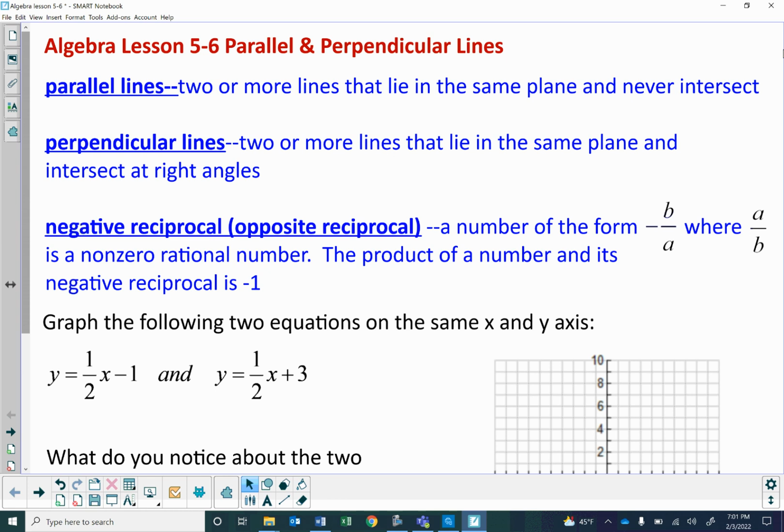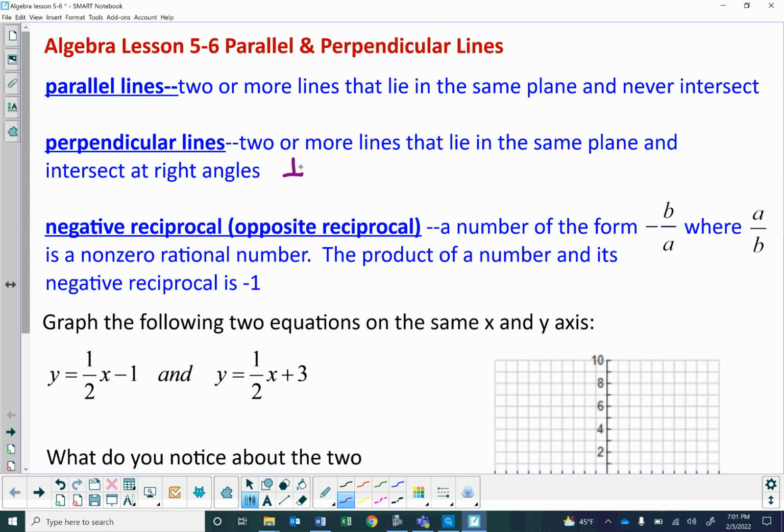Perpendicular lines are two or more lines that lie in the same plane and intersect at right angles. That would be like a wall to a ceiling or a wall to a floor. It intersects at a right angle, and the symbol for a right angle is an upside down capital T, like that.